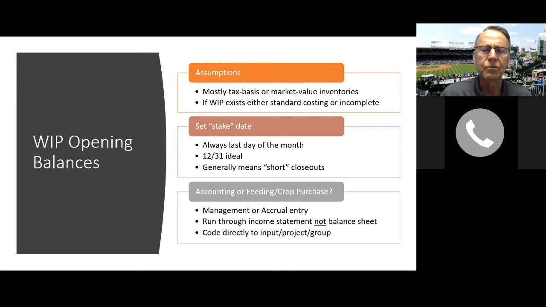So you code directly the input project or group through the income statement, either as a journal entry, accrual or management journal entry, or as a purchase within the production module, smart feeder or crop audit.